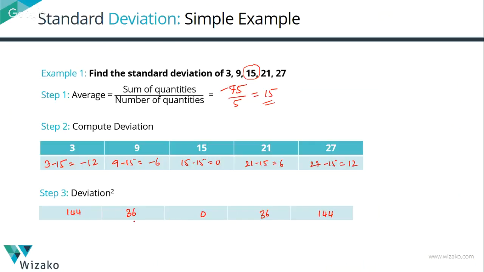144 plus 36, 180. There is 180 here too. So together, the sum is going to be equal to 360 divided by how many numbers do we have? 5. So 360 by 5 is equal to 72. So this is your variance, or this is also called the average of the squared deviation. So this is step 4. The last step, step 5, is going to give us the answer. Standard deviation is nothing but square root of the variance, which is equal to root 72, which is approximately equal to 8.5.